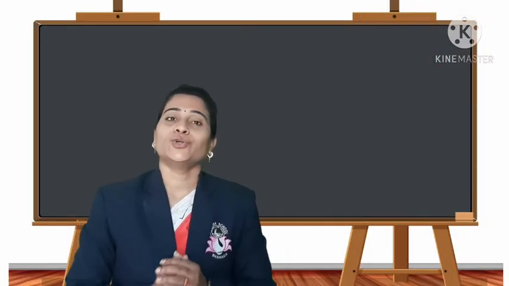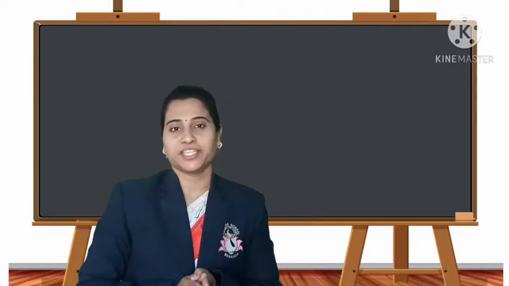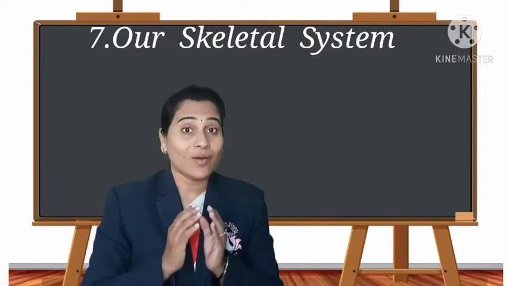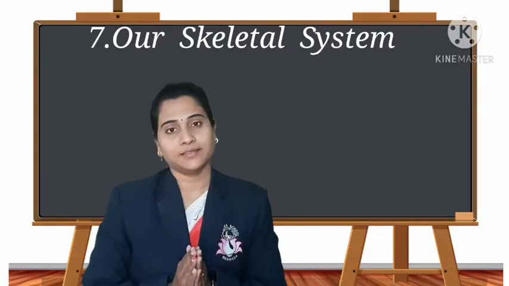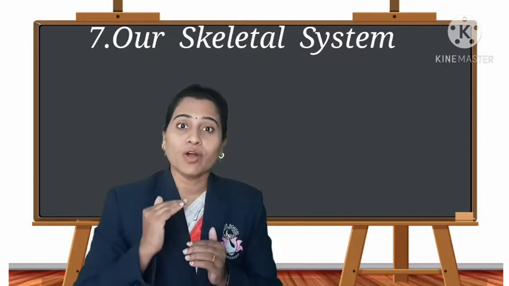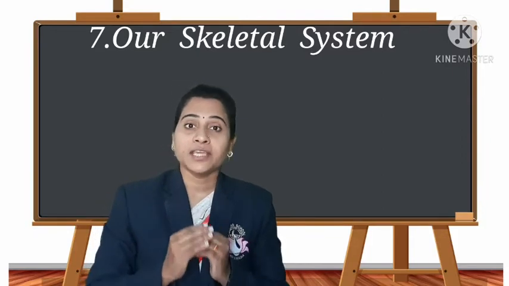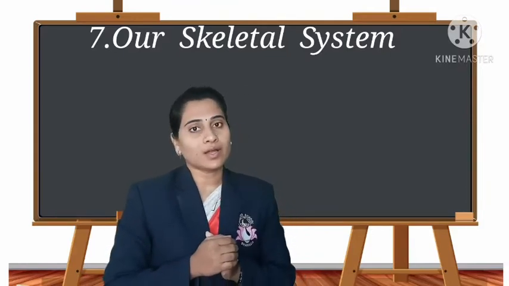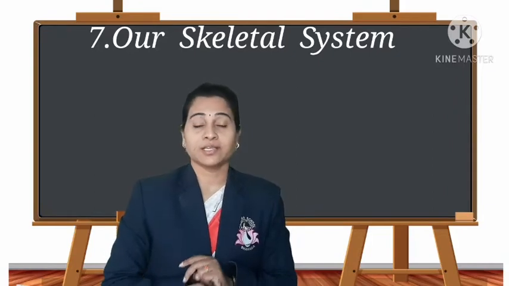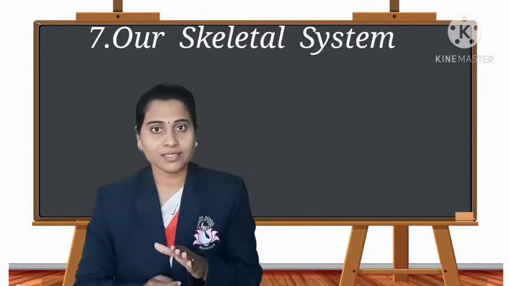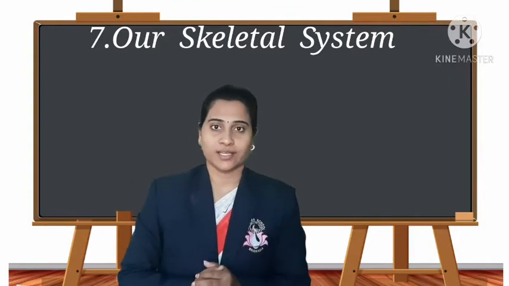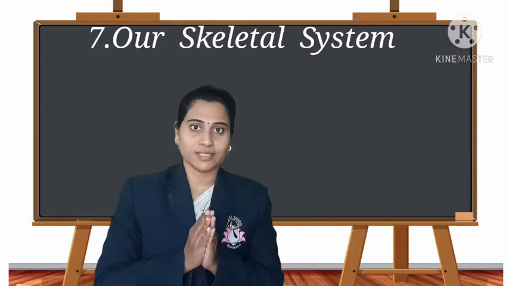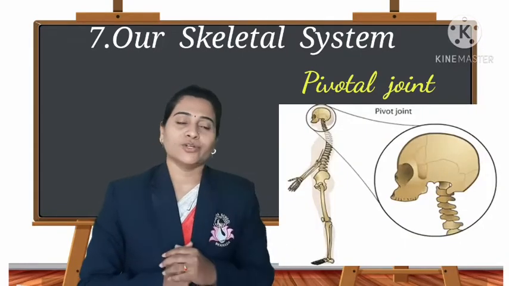Hello students, as you know, we have started our science 7th chapter, our skeletal system. In the last video, we learned the parts of the human skeleton, what is meant by joints, and even the types of movable joints. We completed two types of movable joints: first, ball and socket joints, and second, hinge joints. So let's turn today towards the third type of movable joint, that is pivotal joints.